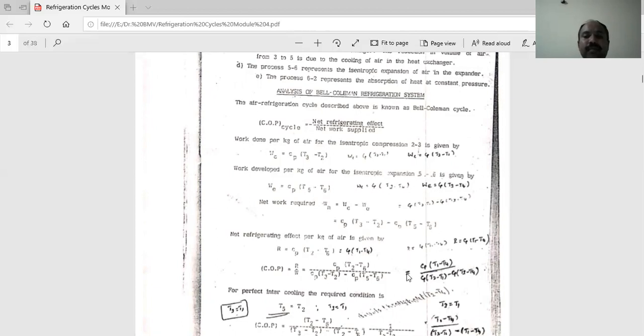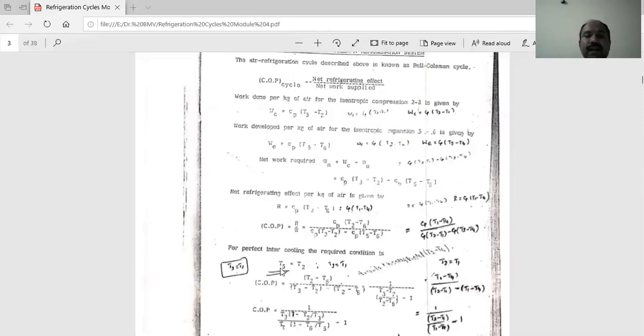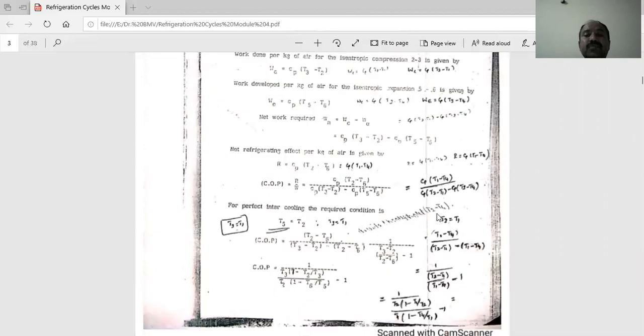Then you should write down here COP is equal to Cp into (T1 minus T4), that is the refrigeration effect, divided by Cp into (T2 minus T1) minus Cp into (T3 minus T4). Here T3 comes from the intercooling. For a perfect intercooling, T3 is also equal to T1, in such a way that the heat rejection process takes place here. Then T1 minus T4 divided by (T2 minus T1) minus (T1 minus T3). Instead of T3 I can write T1 here, T1 minus T4.